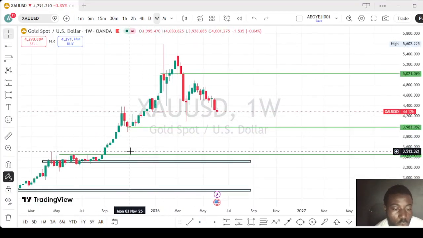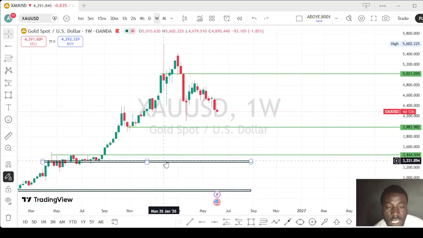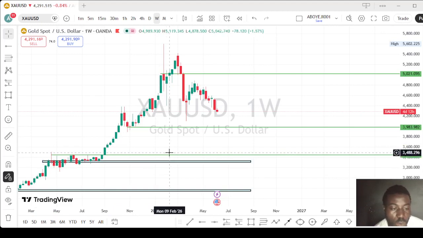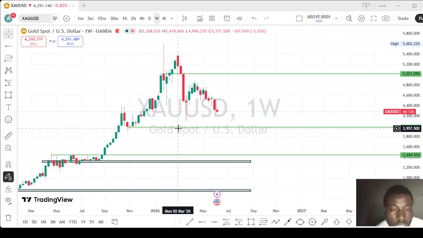If this key level does not hold the market, definitely it is coming to this, what? It is coming to this key level. And this key level has two opportunities. There is a monthly key level there and a weekly key level there. So this is what I am seeing in the market, and this is a downtrend market.